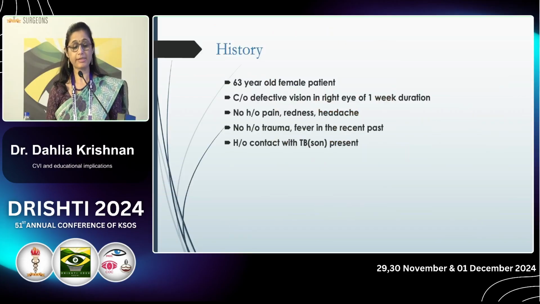It starts with a 63-year-old female patient who came with defective vision in the right eye of 1 week duration. There was no history of pain, redness, or headache. History of contact with tuberculosis was present.